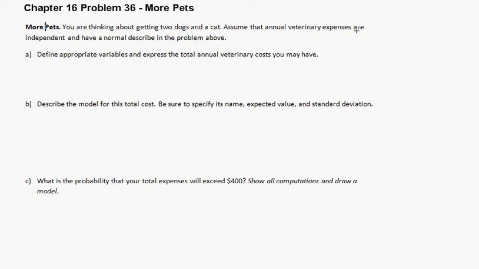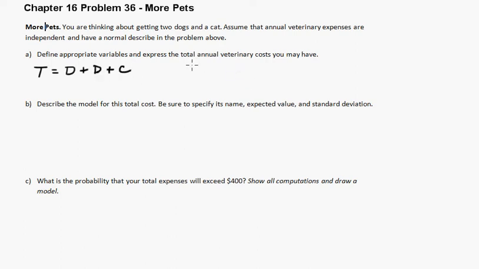Assume that the expenses are independent and have a normal model as described above. Okay, so define the appropriate variable for the total expenses. So if we let T be the total, it would be D plus D plus C.